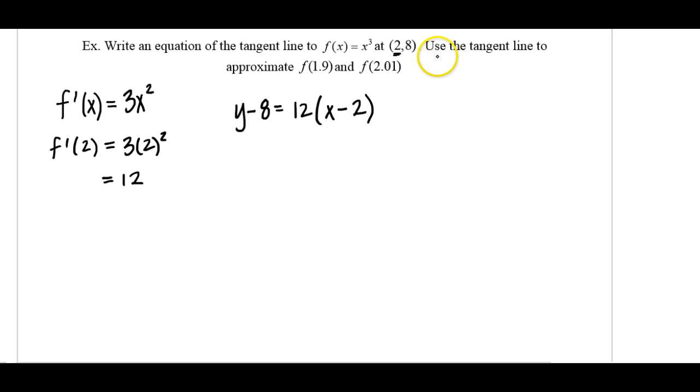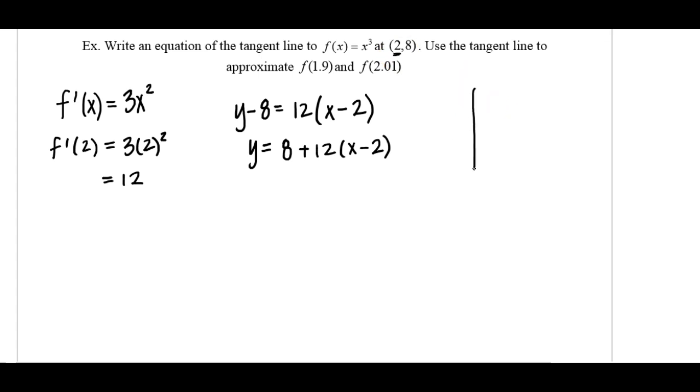Now we're being asked to go a step further and use the tangent line to approximate f of 1.9 and f of 2.01. So right now I'm going to go ahead and add the 8 to the other side of this line. So I have y equals 8 plus 12 times x minus 2. So this is a tangent line to the curve x cubed at the point (2, 8).